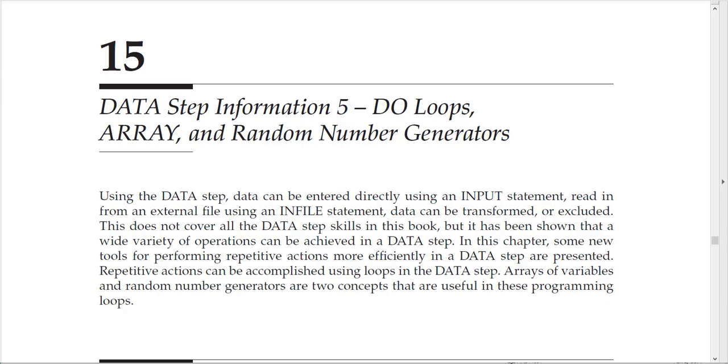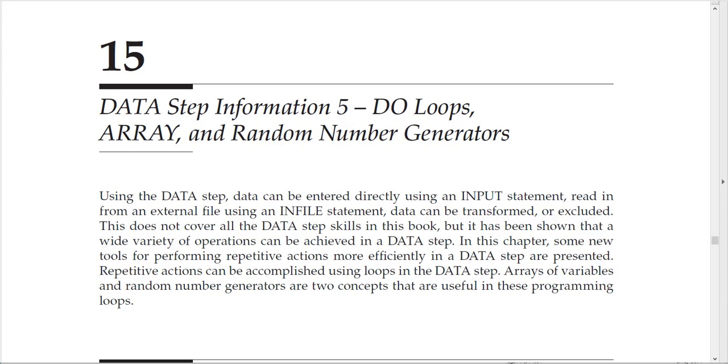And then in chapters 11 and 12 we looked at additional SAS functions, and we also spoke about learning SAS libraries. So now in this one, for data step information 5, we talk about do loops, arrays, and random number generators. And the reason these are put together is because we're going to be looking at some repetitive actions, and these three topics lend themselves well to that.